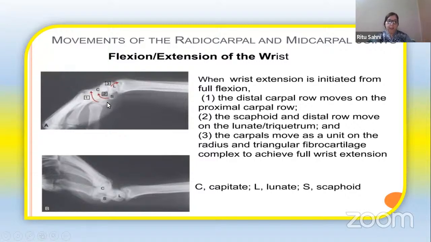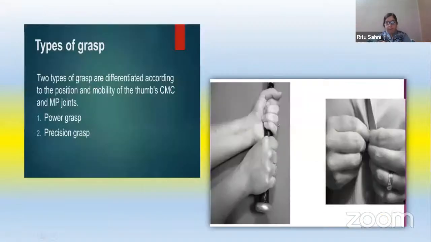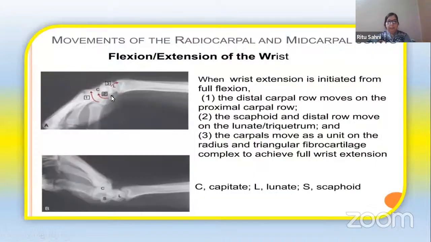You can see that when we are doing the flexion, in the flexion position this movement is coming in the distal carpal row, moving on the proximal carpal row. So it will move towards that, and the scaphoid will move towards the, sorry, this is the scaphoid, this is the capitate, this is the lunate. So how they will move when flexion is coming. They will also move at their place from the proximal to the distal.